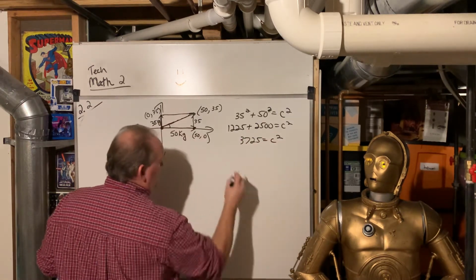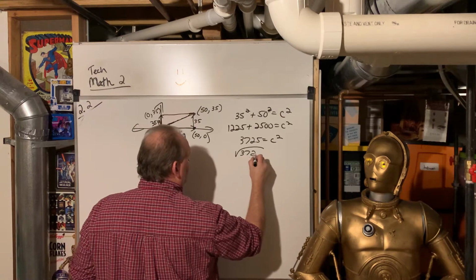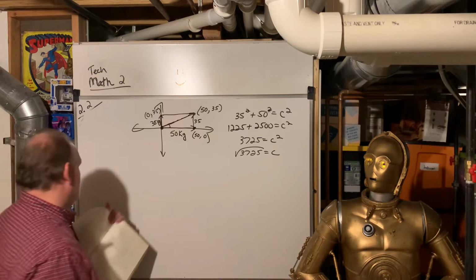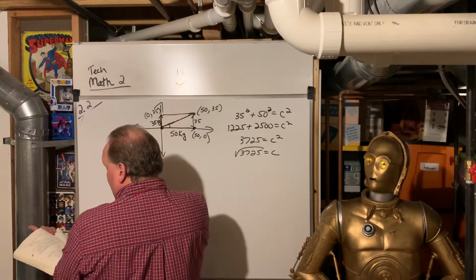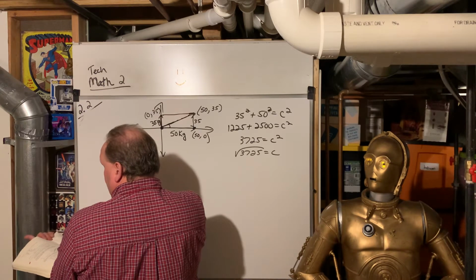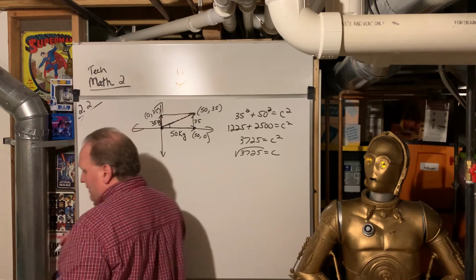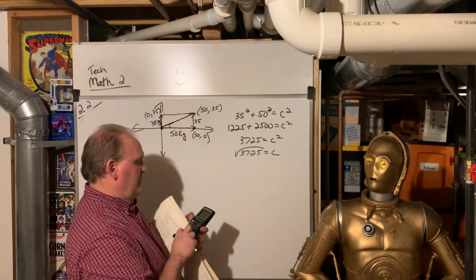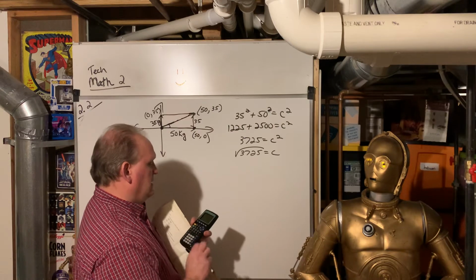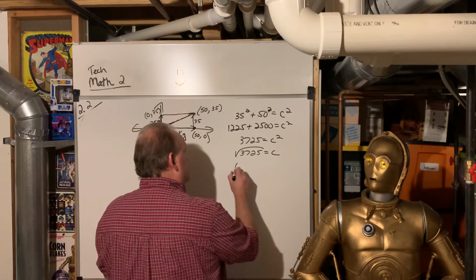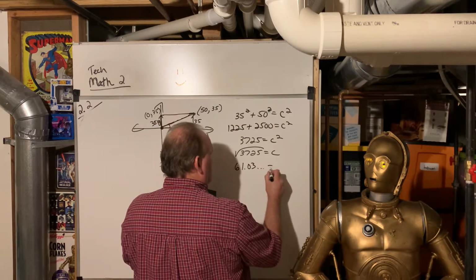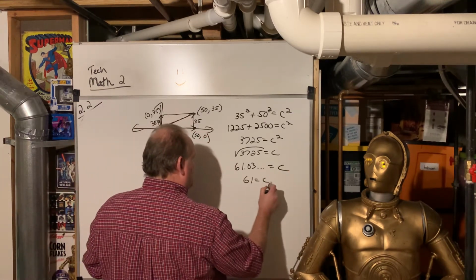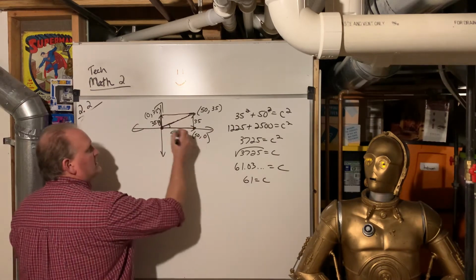Is c squared, so the square root of it, and it's plus or minus, but negatives can't be lengths, so we ditch the negative, it's just positive. And we're looking at, this says 61, let's look at what it is before it's 61. So 3725, the square root of it, is 61.03. And it goes on infinitely, but they just want the whole number, so 61. So that is the resultant vector.